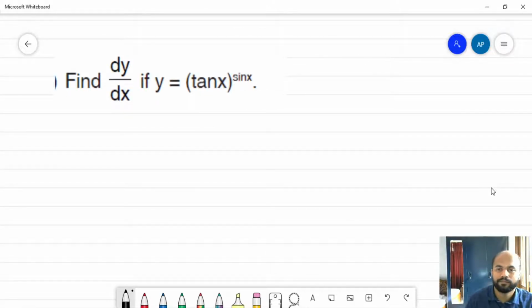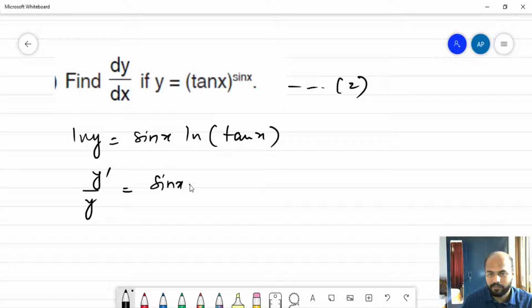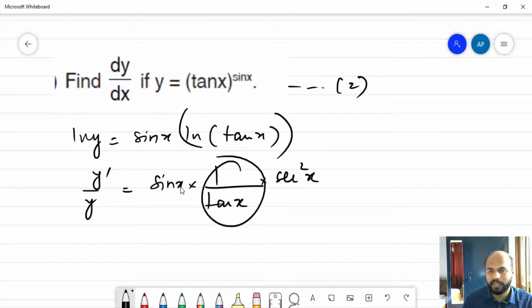Next problem is this. It's a 2-mark problem. So again, let us take logarithmic differentiation. Ln y is equal to sine x ln of tan x. Let's differentiate. So this will be y dash by y is sine x into 1 by tan x into sec square x. So the derivative of ln of this is going to be 1 by that thing into the internal function derivative, plus cos x. That will be the derivative of sin x into the second function as it is.